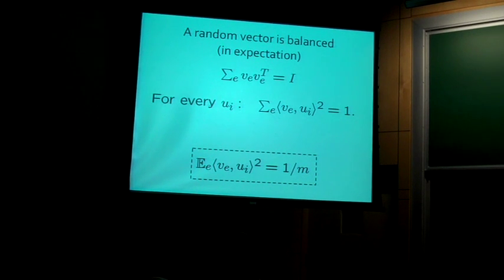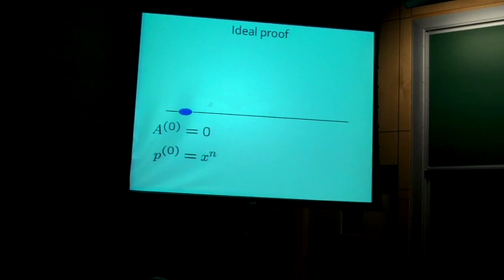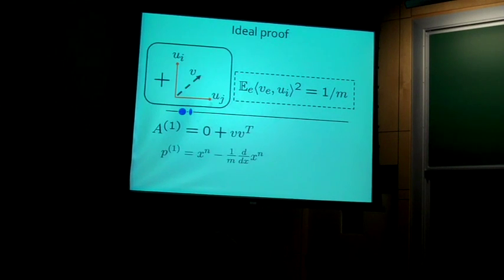Okay, so here was our ideal proof. What if we could add this expected vector in every single time step? What if we had access to one of these? So our ideal proof is you start out with no vectors in your set and a characteristic polynomial of x to the n. In your next step, imagine we add a balanced vector, so it has the same inner product with everything. What will our new characteristic polynomial be?